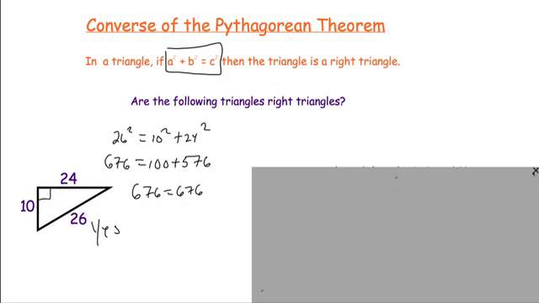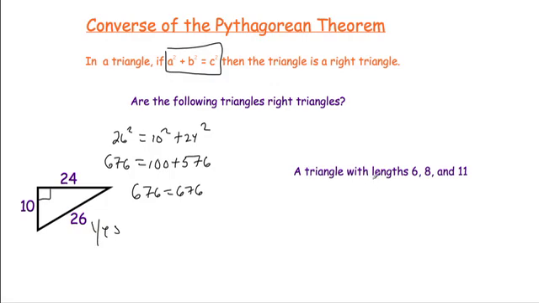Okay? Let's try this one. Now, they just give you three sides on this. How do I know which is A, B, and C? Well, it doesn't matter which is A and B. All that matters is C is the longest side. So is 6 squared plus 8 squared equal to 11 squared? Is 36 plus 64 the same as 121? Let's see, 100, does 100 equal 121? No, it does not. Therefore, this is not a right triangle.